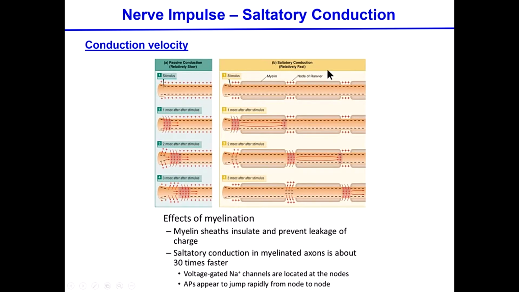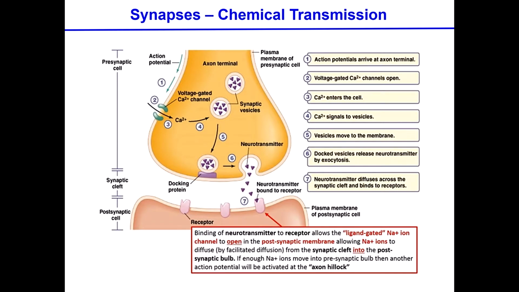This is passive conduction, this typical wave of transmission that I mentioned before, and the saltatory conduction is actually going to go from one place to the next, and it's going to take much shorter. So the signal appears to jump from one place to another, but conduction by this mechanism is about 30 times faster than what happens in a non-myelinated axon.